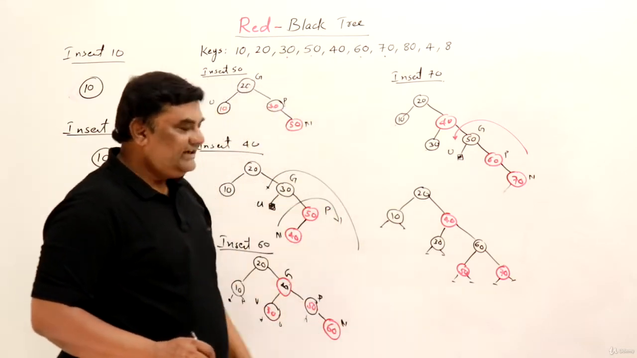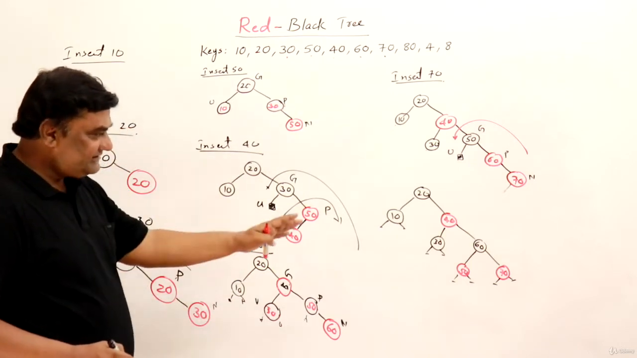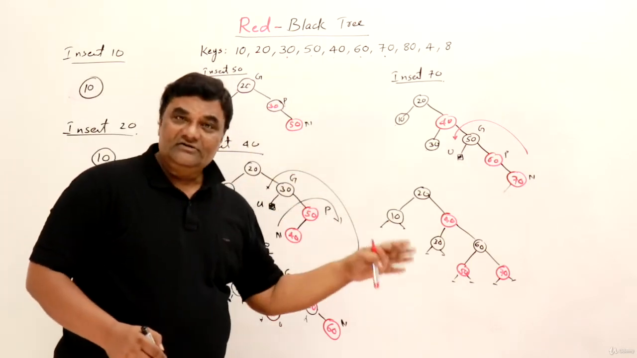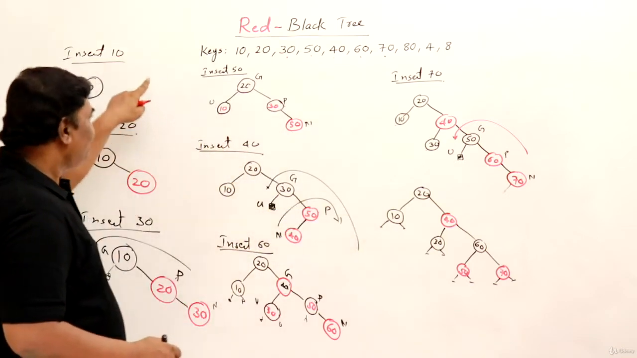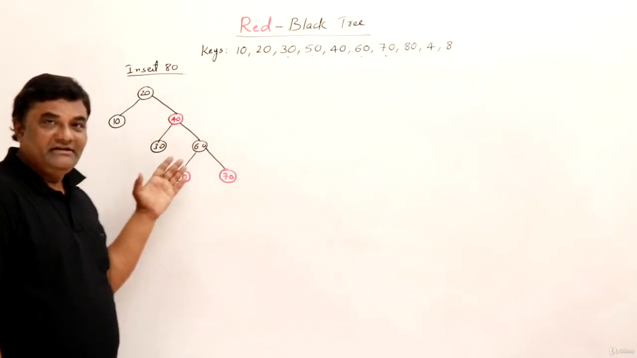Now I have to insert 80. So I have to remove everything from the board. So if you want to take a snapshot or copy this one, you can copy it. I will take this tree once again here and I will continue rest of the keys. So I have taken that tree here.